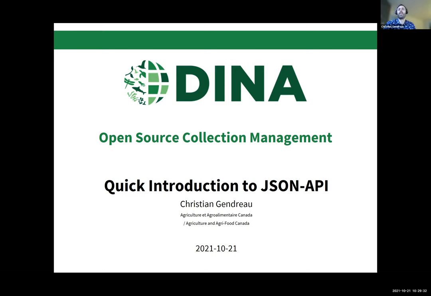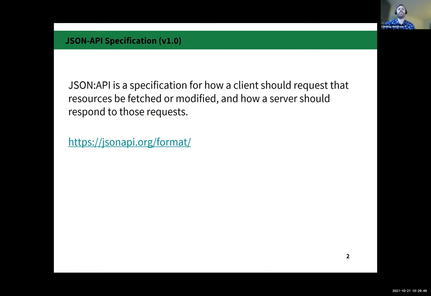So we had already a quick introduction to OpenAPI. Here, we'll do a quick introduction on JSON API, try again to disambiguate what is responsible for what, and slowly walk through that so that everybody's on the same page. From the JSON API specification, the one sentence that defines what it is: a specification for how the client should request that resources be fetched or modified, and how the server should respond to those requests.